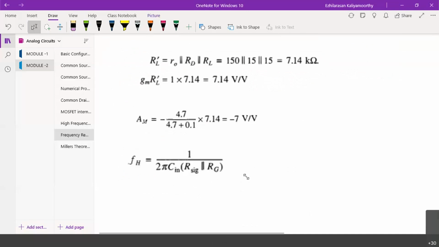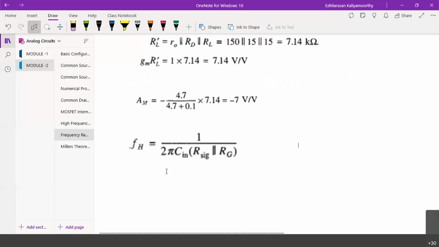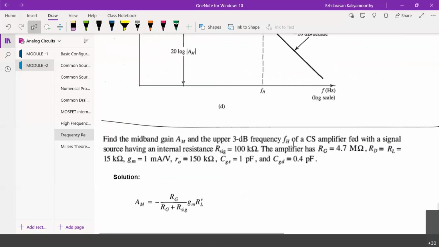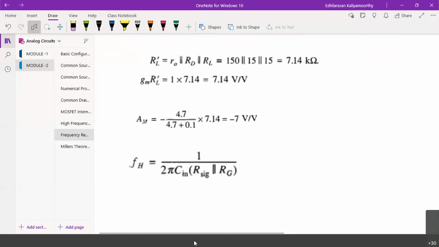This is the formula we already know, right? That is FH is equal to 1 by 2 pi C in (R sig parallel with RG). R sig parallel with RG we know, but we still don't know the value of C in, because C in value is not given. So to find the C in value, we already know the C in equation. What is C in? C in is nothing but CGS plus C equivalent actually.